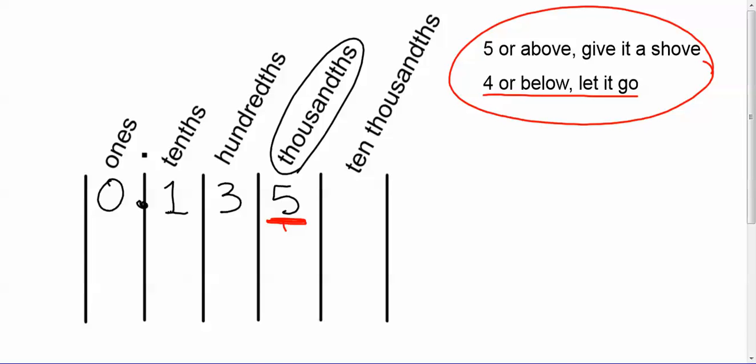Now let's do another example. All right, what I have it to there? Okay, and so that would round to 0.135, 135 thousandths, right?